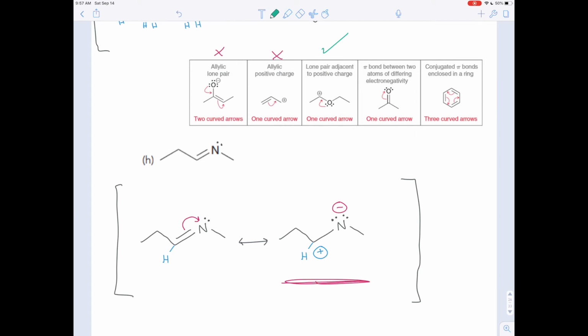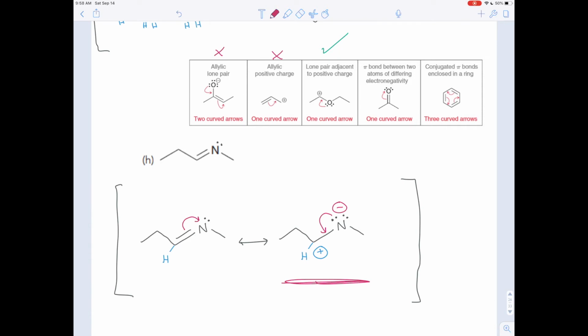That we do. These lone pairs right here are one atom away from an atom with a positive charge. So the curved arrow pattern for that brings the lone pair back to form a pi bond. That would leave you with your original structure. So we have that pattern, but we've already drawn the molecule that it would give us.